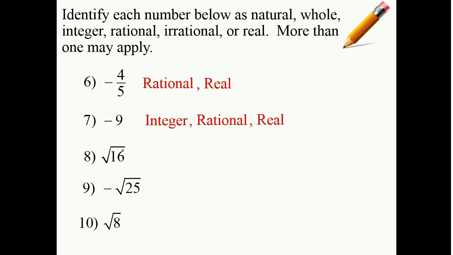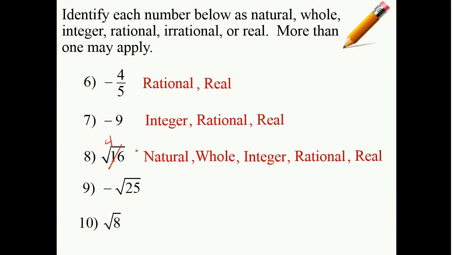So I'm going to mark that in. I'm going to put a 4 there, just to remind myself. So 4 is a natural. It's a whole. It's an integer. It's a rational. And it's a real number. That's pretty cool, right? It's got everything except for irrational.